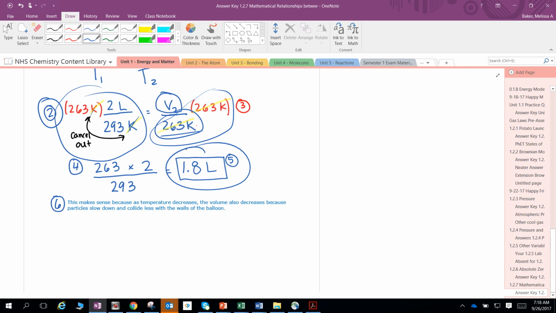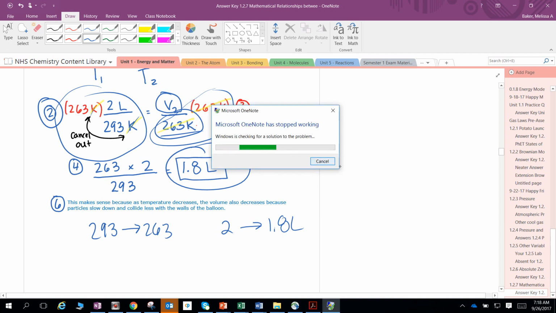So does this answer make sense? Well, yes, because the temperature went down, and so that would slow down the particles inside the balloon. So in order to keep the pressure constant, the volume would also need to go down. And it did. So as the temperature went from 293 down to 263, the volume went down from 2 liters to just 1.8 liters. So let's try this with a couple more.